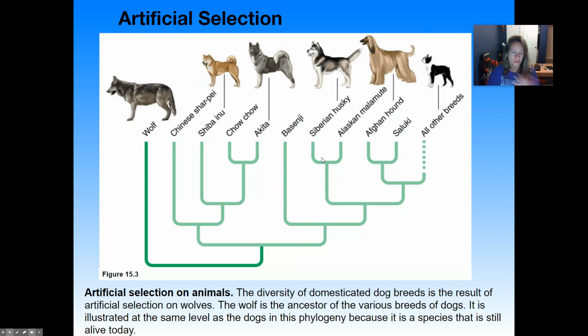And then we've got the dog. So you can see everything. This is our phylogenetic tree. So here we've got our wolf, who is a descendant of all of these dogs. And so these were all artificially selected.